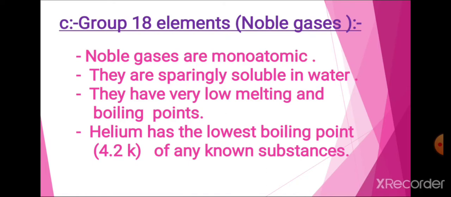Helium, which is the first member of this group, has the lowest boiling point of about 4.2 Kelvin, with capital K, of any known substance. If we convert this 4.2 Kelvin into degrees Celsius, it gives the value of minus 268.95 degrees Celsius, the lowest boiling point of any known substance. Why do these noble gases have very low melting points and boiling points? The reason behind this is that they are monoatomic.